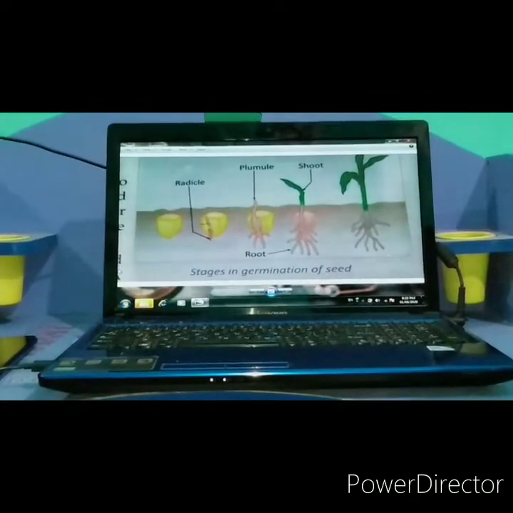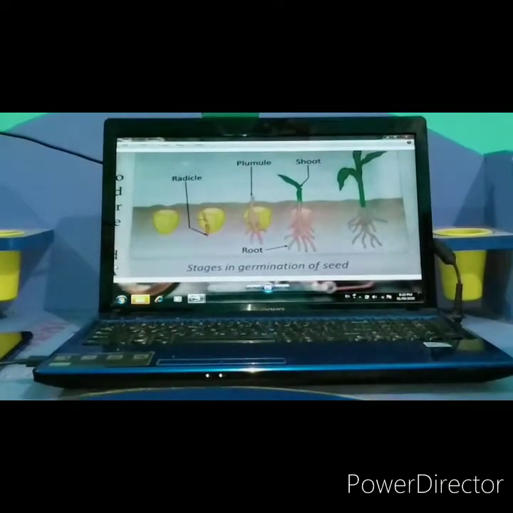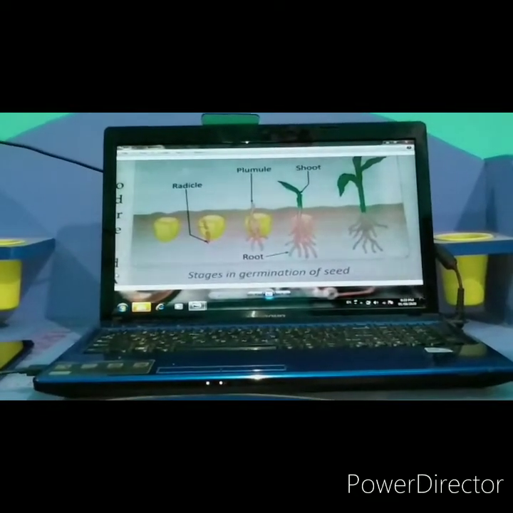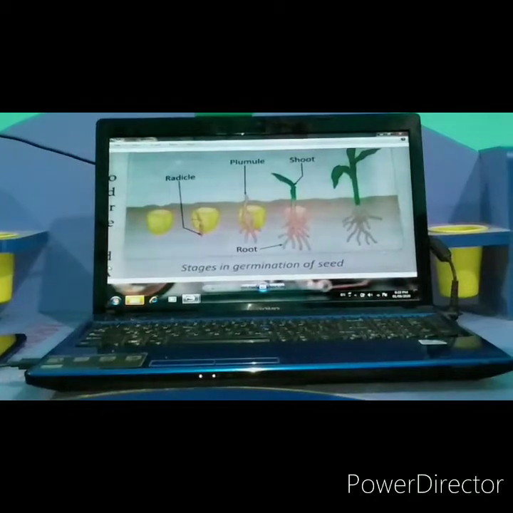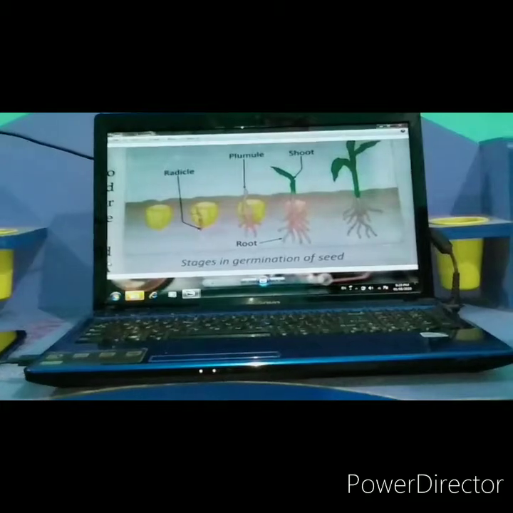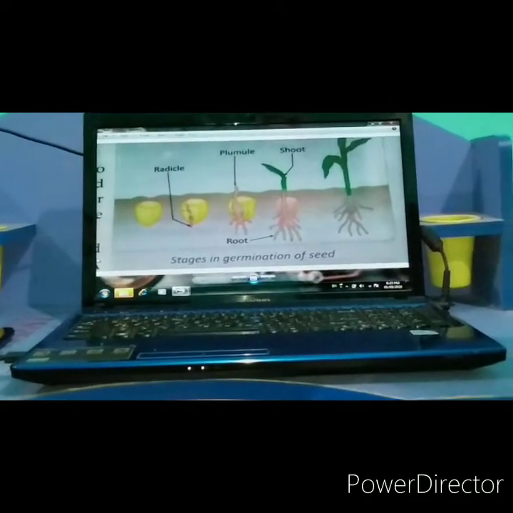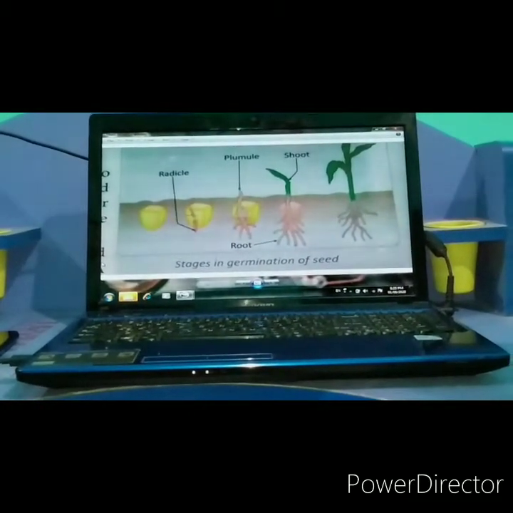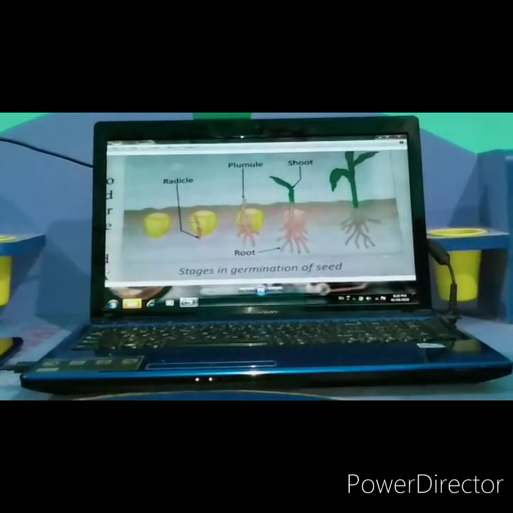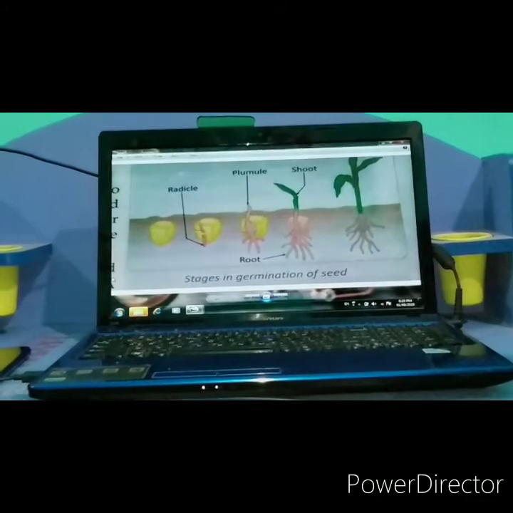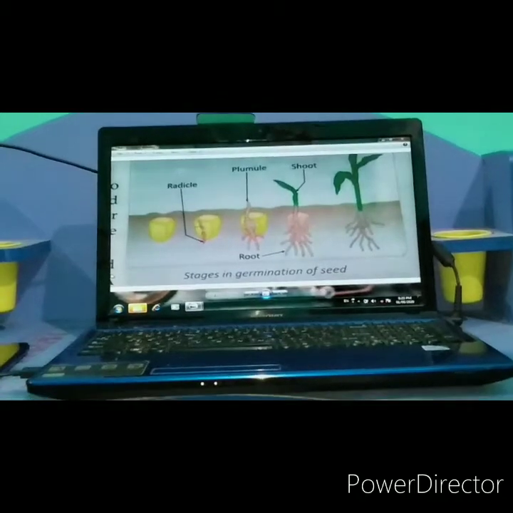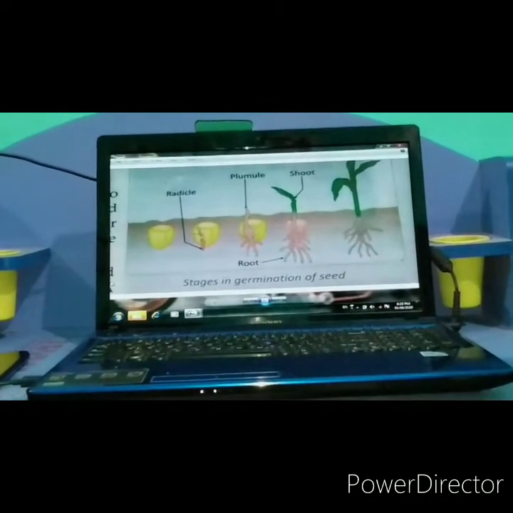Now it may happen that sometimes a seed will germinate and sometimes it may not germinate. So why is it so? Because some of the seeds are consumed by animals and human beings as food. We are consuming grains like rice, wheat, etc. And another factor is some harsh conditions like heat and rain. They may damage the seed.